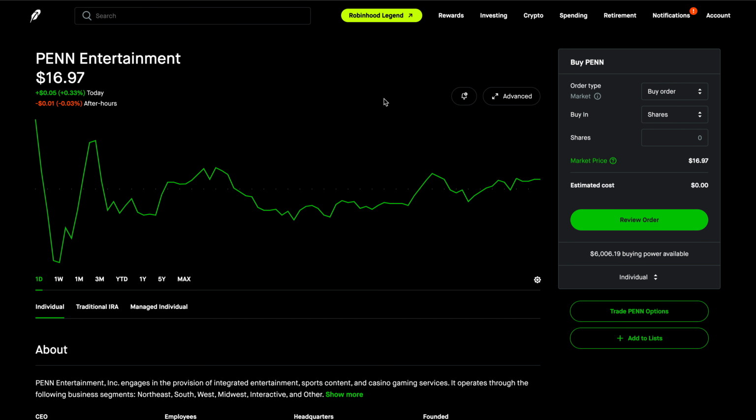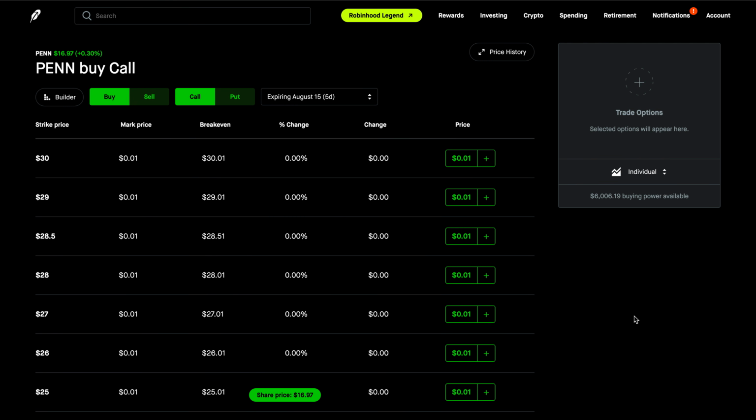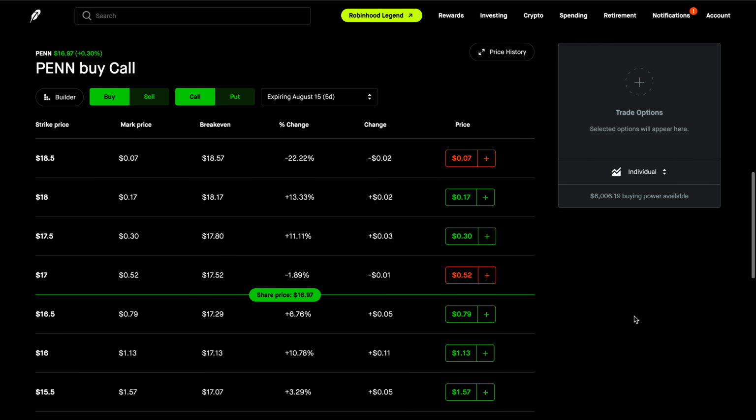So, remember, a put credit spread is a bullish strategy. That means we generally want the price of the stock to go up. So let's say we're bullish on Penn Entertainment. So let's go into the options here for PENN. Let's go over to the option, let's click on this button here. So this will take us to the options for this security. And as you can see, we're currently looking at calls here.